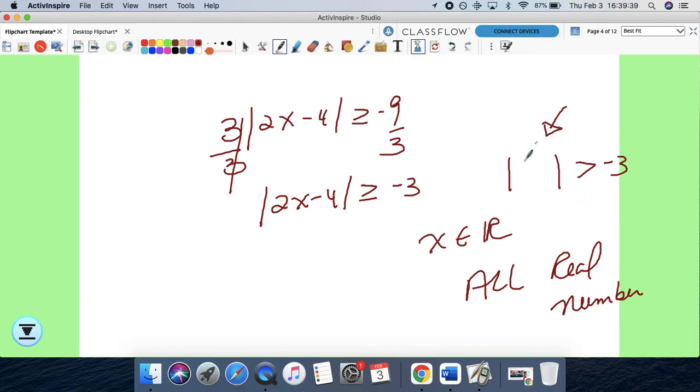Okay, so you can take the absolute value of anything. It really doesn't matter what you plug in for x. It's going to be every single number out there. Okay.